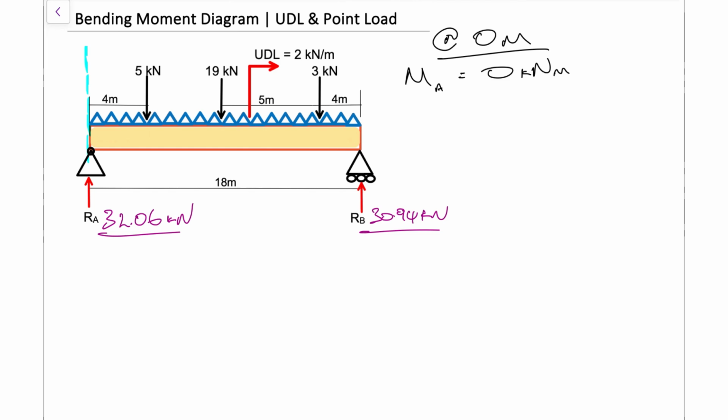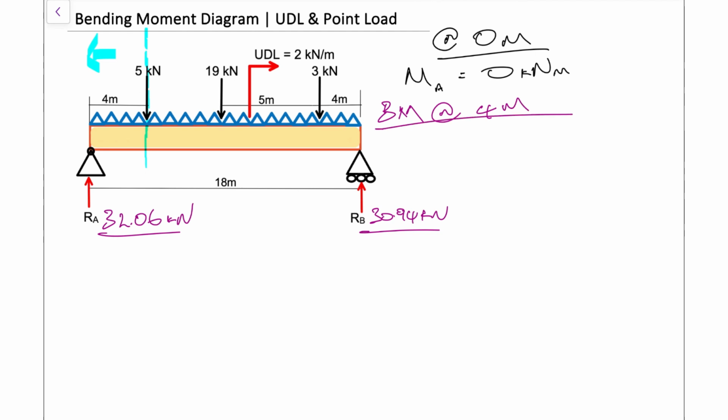So now we're going to go across to the next point, and that next point is our 5 kilonewtons mark right there, where I'm drawing that blue highlighter. And we're concerned with everything that's happening left of that mark. And to the left of that mark, we have reaction A, and we also have that UDL that spans across 4 meters. So we're going to now calculate the bending moment for that. So let's do that. So our bending moment at 4 meters. So what that looks like.